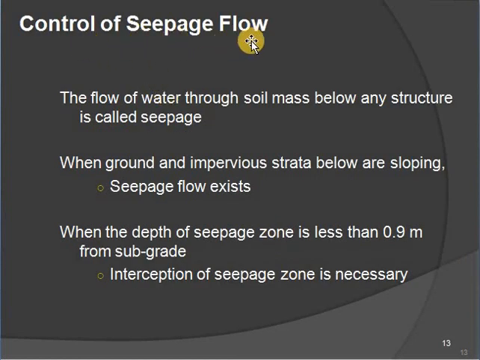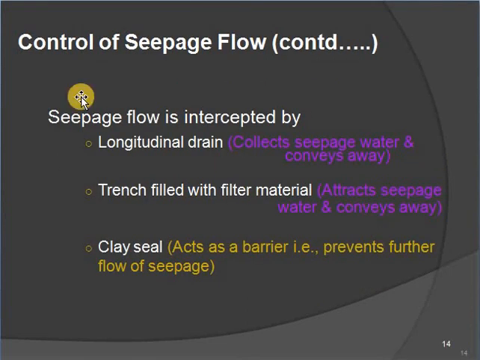So next, control of seepage flow. How to control the seepage flow? The flow of water through soil mass below any structure is called seepage. When ground and interior strata below are sloping, seepage flow exists, and when the depth of seepage zone is less than 0.9 meters from subgrade, interception of seepage zone is necessary. Okay, and next is control of seepage flow.